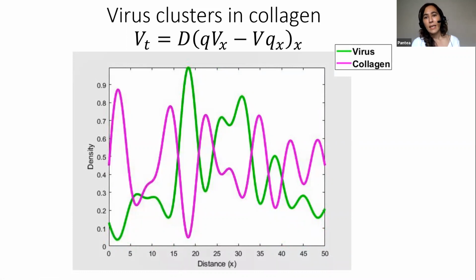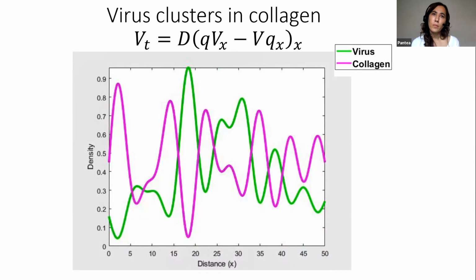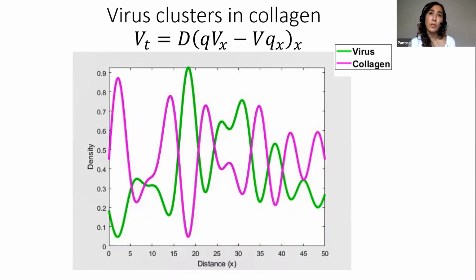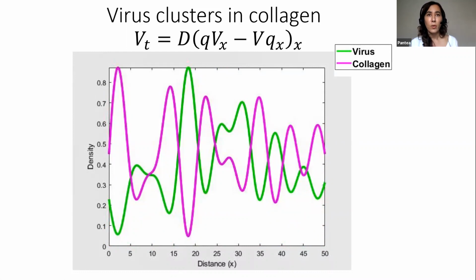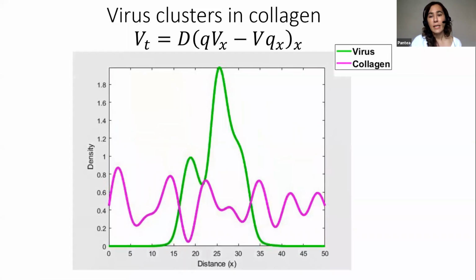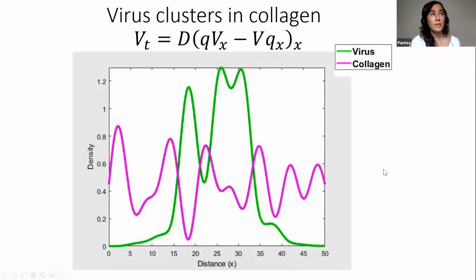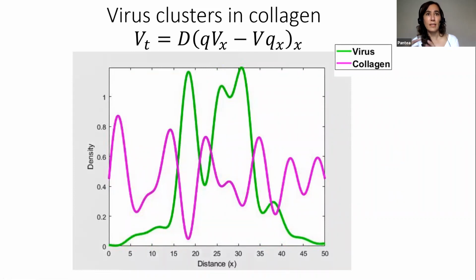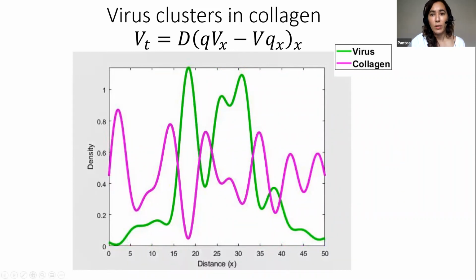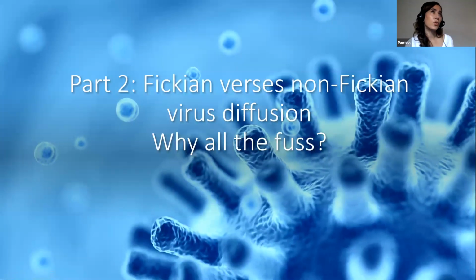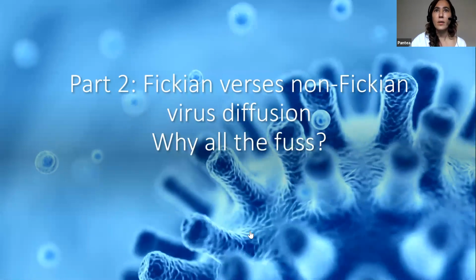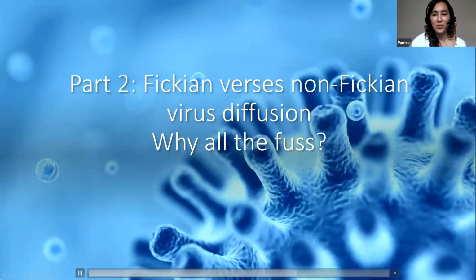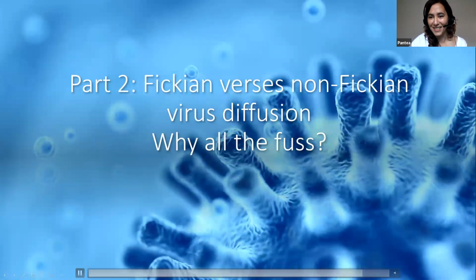So as I said, this seems like a good candidate for what we're trying to achieve, a good candidate for our virus diffusion. The question, though, is how much of a better candidate it is compared to Fickian diffusion, because in the Fickian diffusion case, we do see an initial movement of the virus into low collagen regions. So how much better off are we using something that's a little bit more complicated? Okay, so this takes me to part 2 of the presentation.